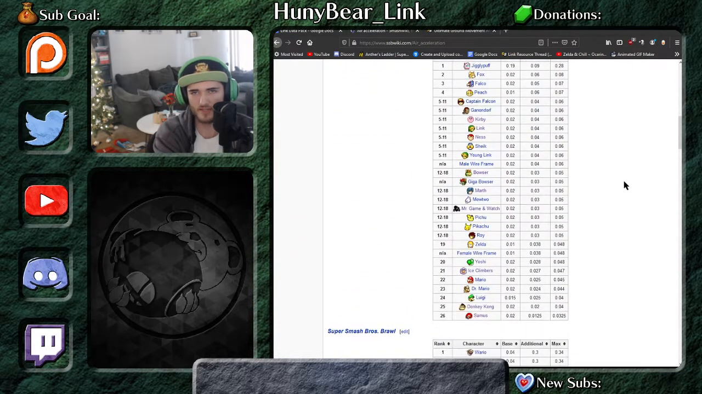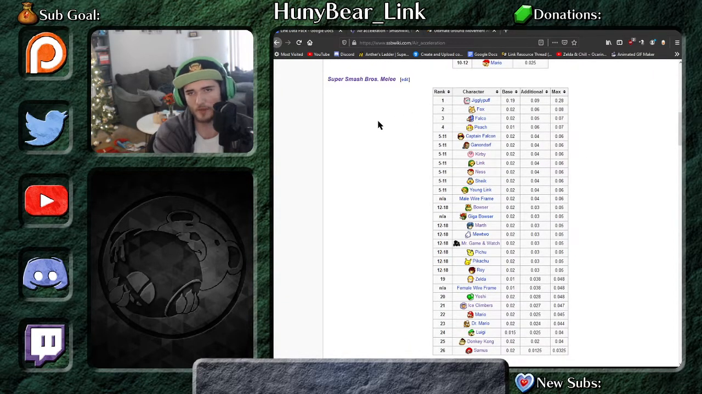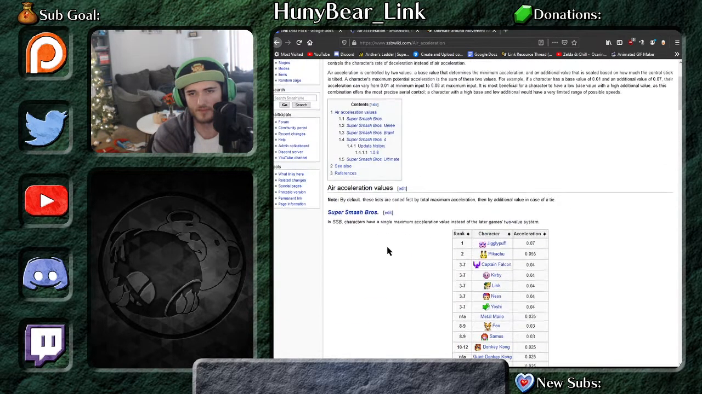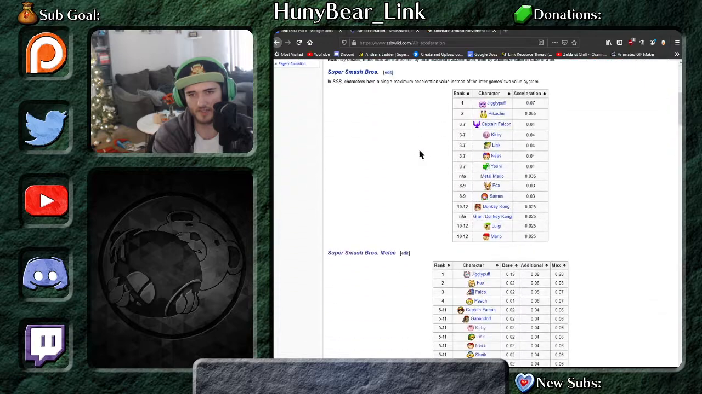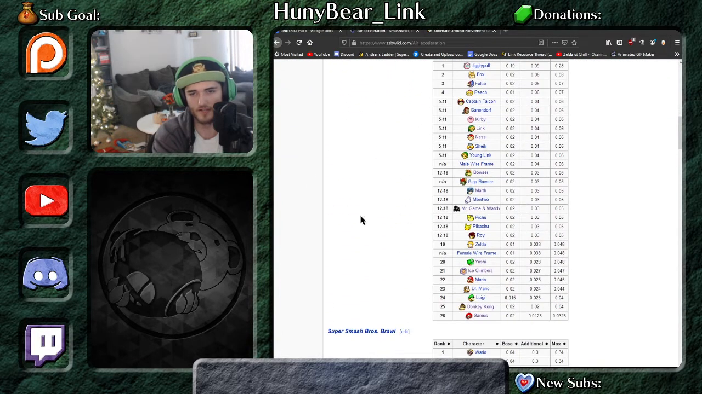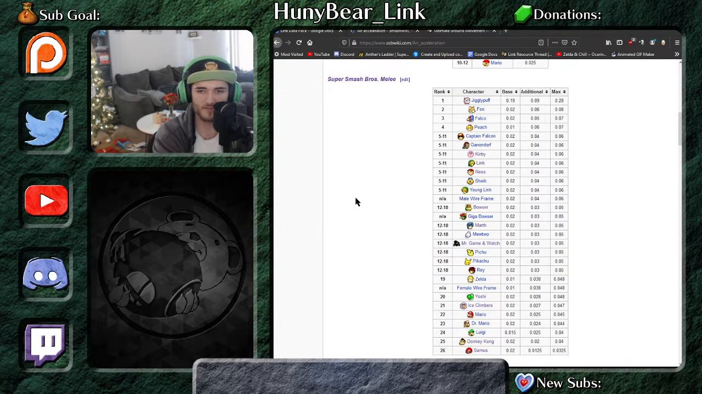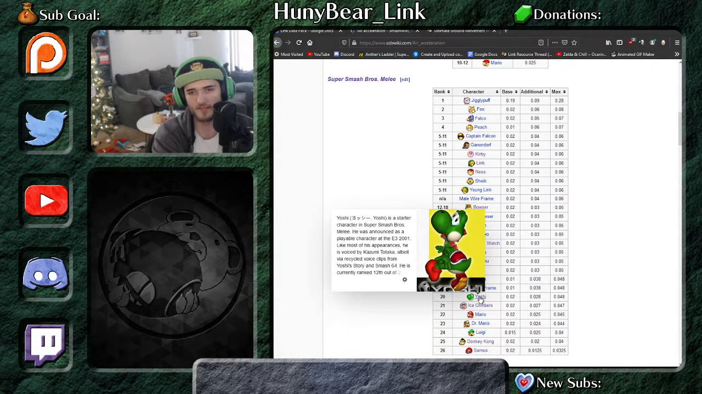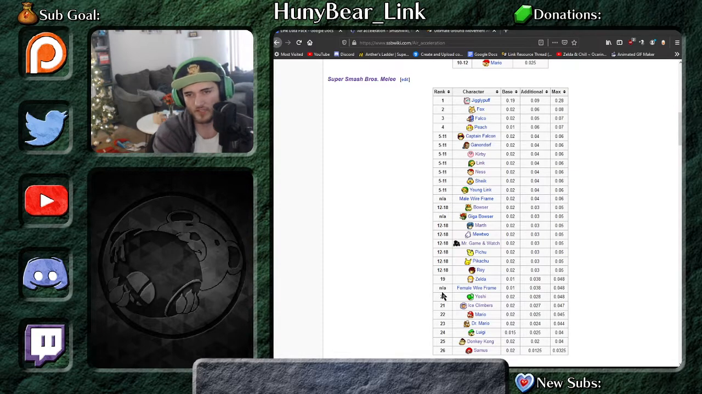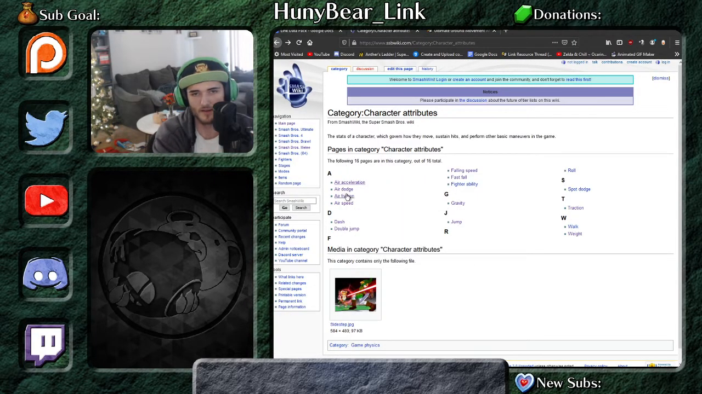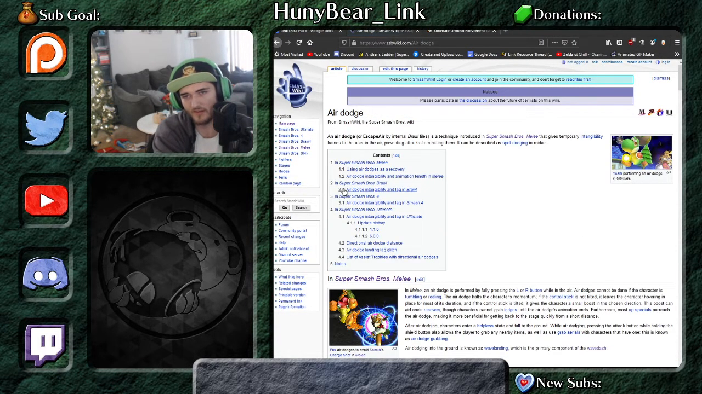You can see here Jigglypuff, Fox, Falco, they probably have the best. Link's pretty high actually. Link has really good aerial mobility. So this is basically your ability to change direction in the air. For some characters, they don't need it though. Double jump cancel characters can do it immediately. Yoshi, for example, doesn't have the best aerial acceleration, but because he's a double jump cancel character, he can turn on a dime midair.